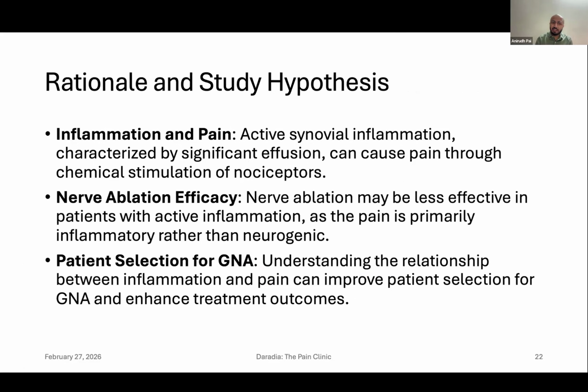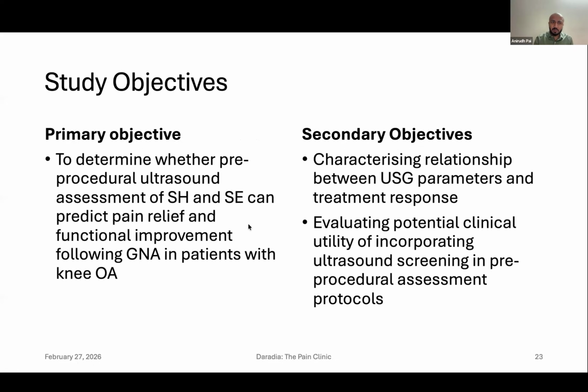And understanding the relationship between inflammation and pain can improve patient selection for genicular nerve ablation and possibly enhance the treatment outcomes. These were the study objectives. The primary objective was to determine whether pre-procedural ultrasound assessment of the synovial hypertrophy and effusion can predict pain relief and functional improvement following ablation in osteoarthritis knee.